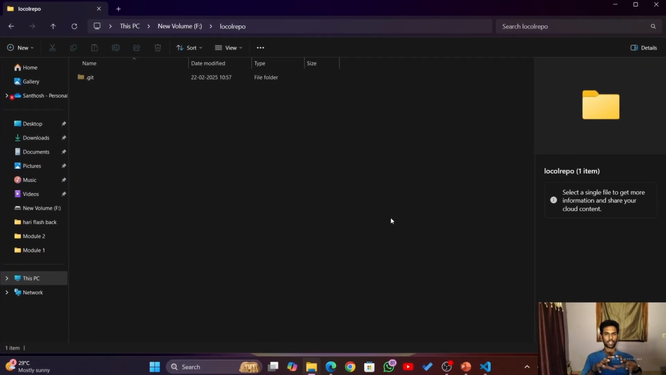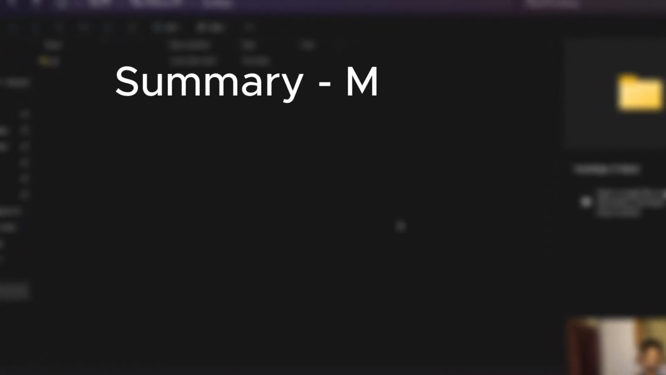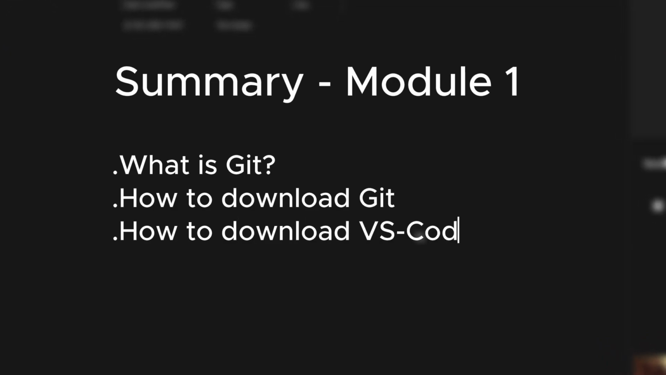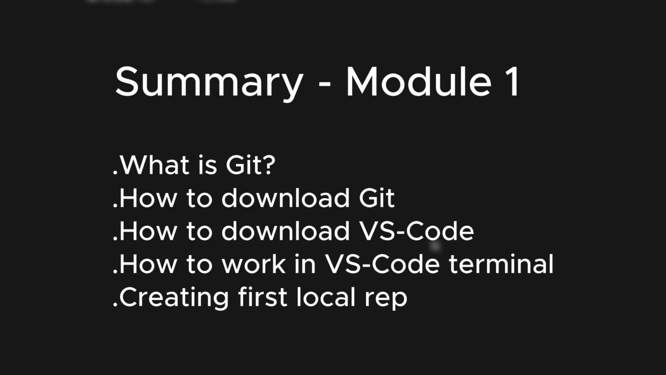So with this, we are about to end our module 1. To summarize our learnings, we have seen what is Git, how to download Git, how to download Visual Studio Code, and how to work with the VS Code terminal. And finally, we have created our first local repository.